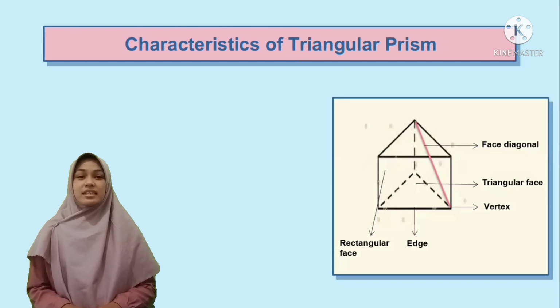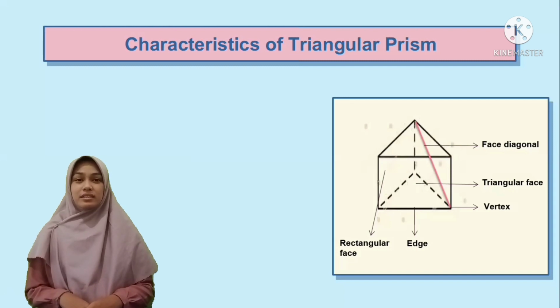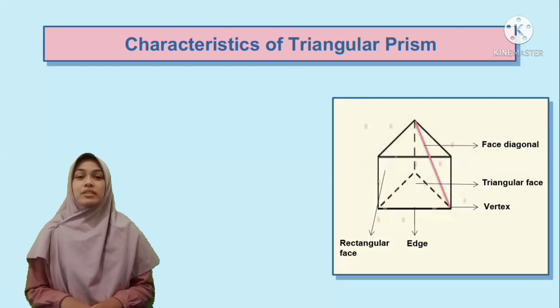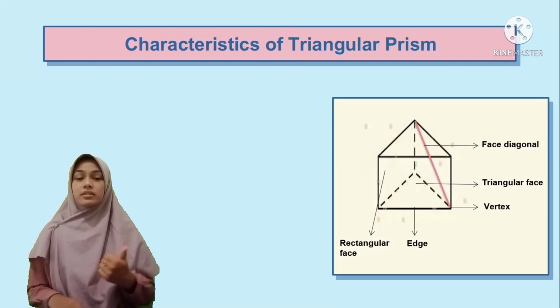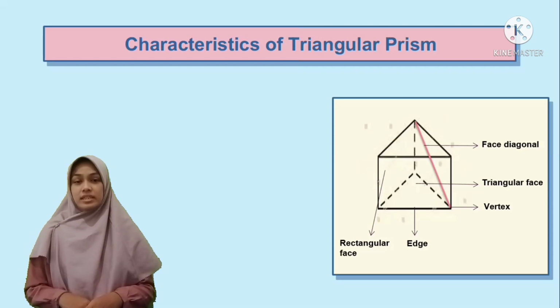The next is the characteristics of a triangular prism. Do you know what the characteristics of a triangular prism are? Let's discuss together. Look at the picture beside. Based on the picture, a triangular prism consists of face diagonal, triangular face, rectangular face, edge, and vertex.